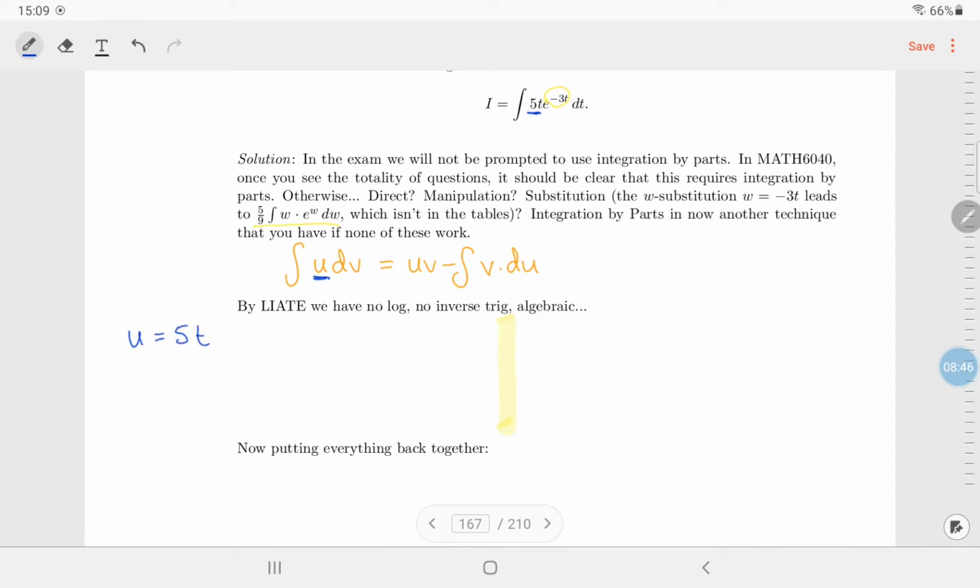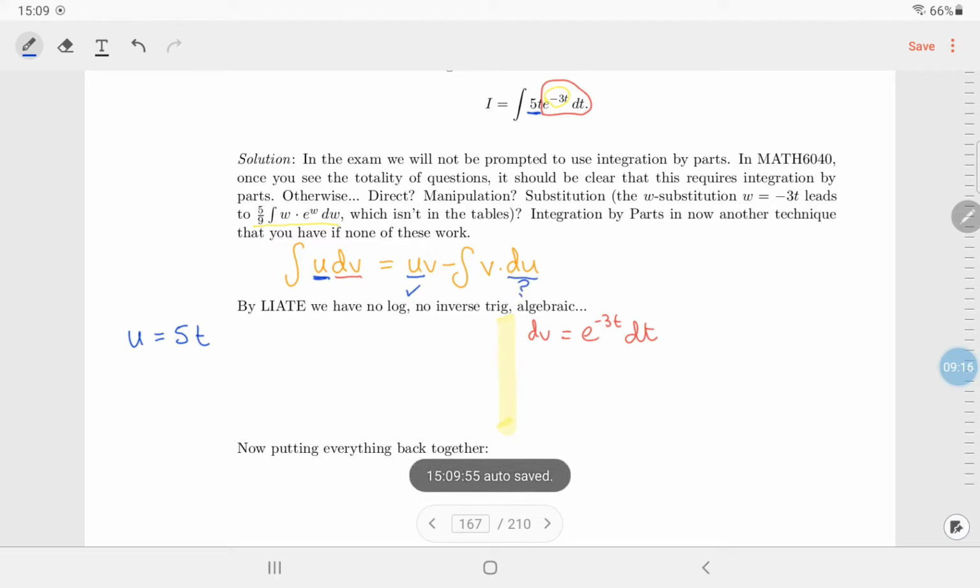Okay. Now, similar story, everything that's left then is dv. So dv is e to the minus 3t dt. Okay. So now we need to look at the formula. So in terms of the formula, we have got u. That's good. We need to get du.